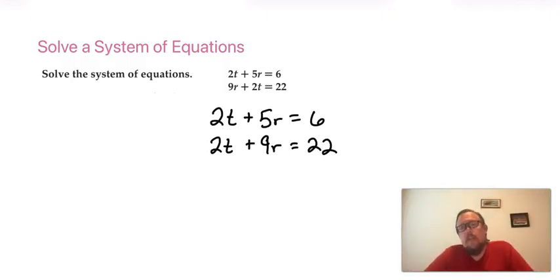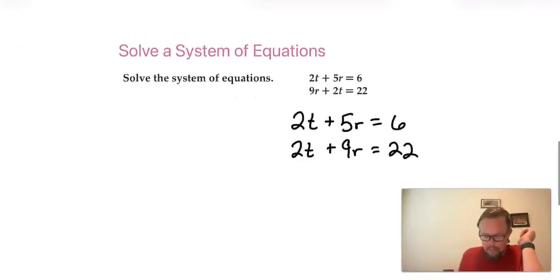Normally, if I was going to solve this using elimination, I would have to have a positive 2t and a negative 2t, and I would add the two equations together. But it's totally possible for me to also solve by elimination by subtracting the two equations. I can subtract these two all the way down. Why am I allowed to do this? Why is it okay to subtract them?